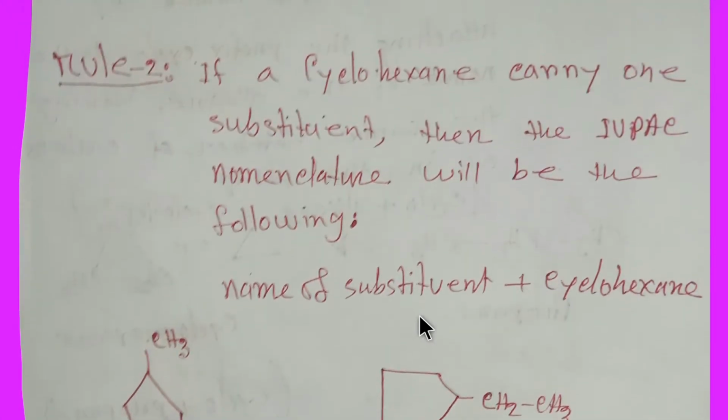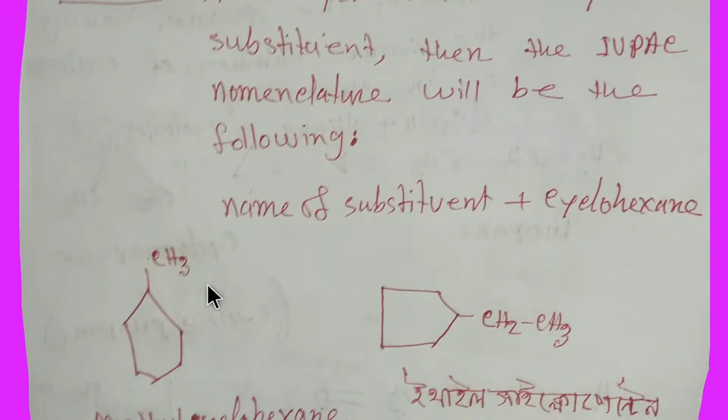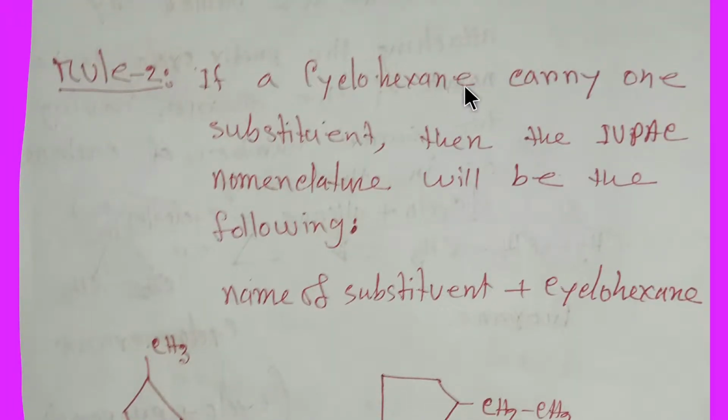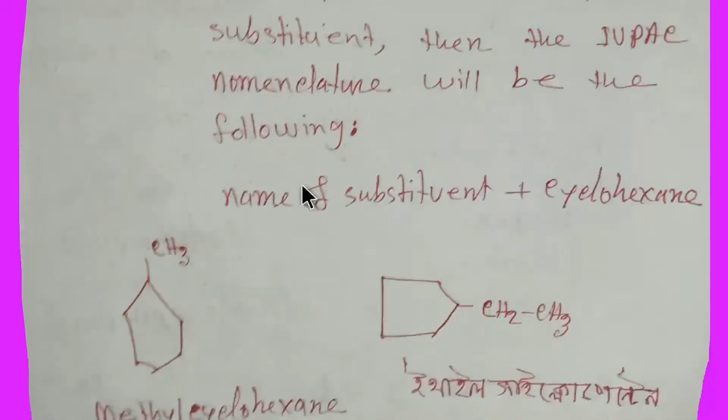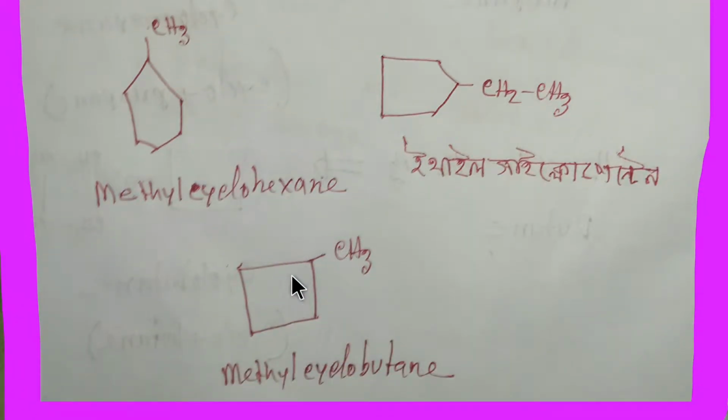So what is the rule then? If a cyclohexane carries one substituent, then the IUPAC nomenclature will be the following: name of the substituent, this is methyl, and then cyclohexane. We have to add cycloalkane, or here cyclohexane, and this is methyl and this is cyclobutane, so methyl cyclobutane.